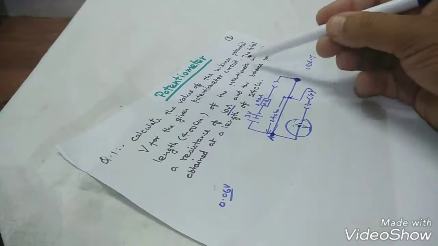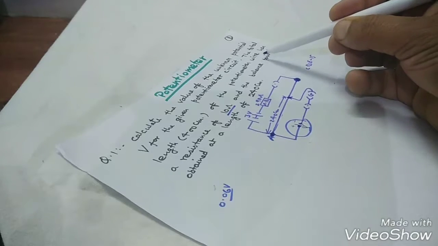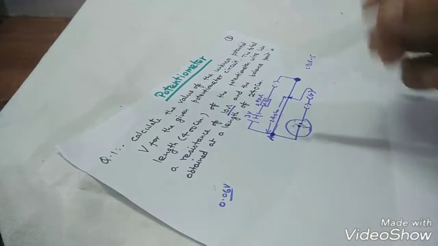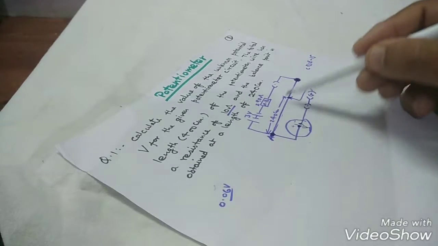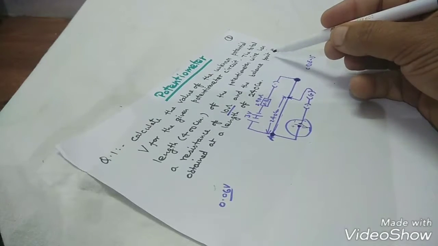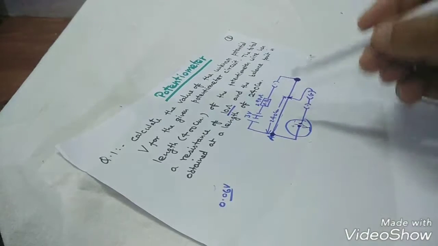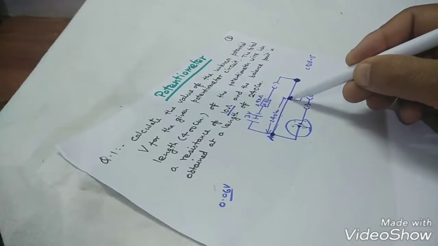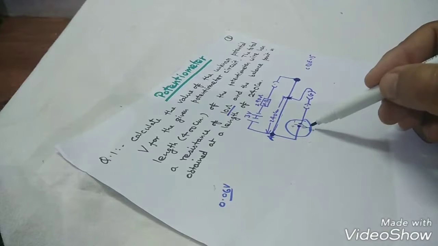This is V. The total length, 400 centimeter, of the potentiometer wire has a resistance of 10 ohm. This total length is 400 centimeter and its resistance is 10 ohm, and the balance point is obtained at a length of 240 centimeter. So what do we have to calculate? We have to calculate the value of the unknown potential.